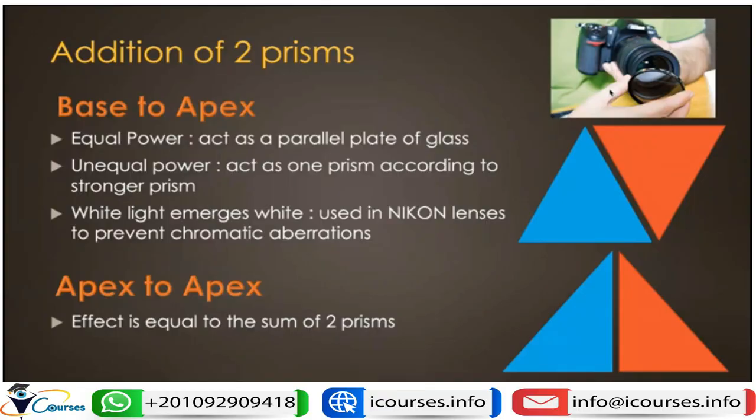So when the light enters one prism and undergoes dispersion, the other prism will be in the reverse position so that it can combine this dispersed light and it will emerge as white light. Also, prisms can be put together apex to apex. In this condition, the net result of both prisms will be the summation of the power of both prisms.